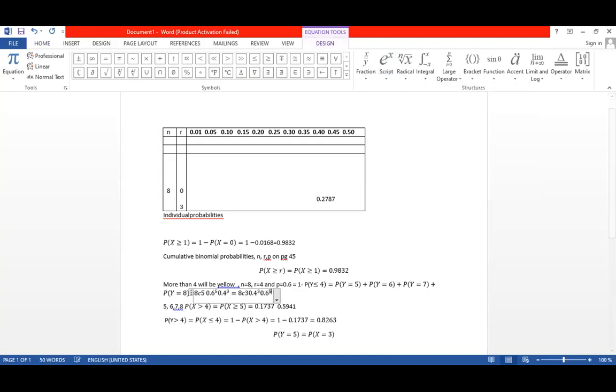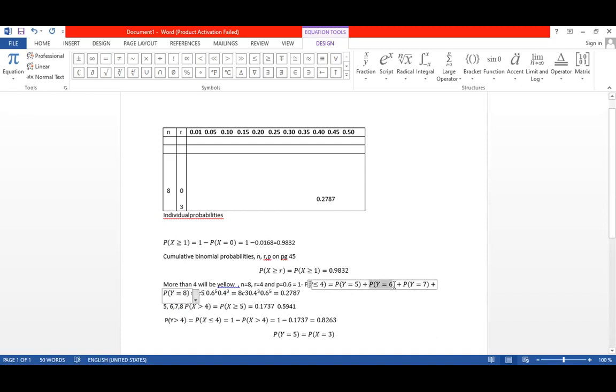Nanyunja, can you give me the value which you're reading from the logbook? Now we are going to individual tables. What is that value from the individual tables? 8 combination 3, 0.4 power 3. What answer do you get? 0.2787. That is the first one. Okay, give me the next one. What will be the next one?